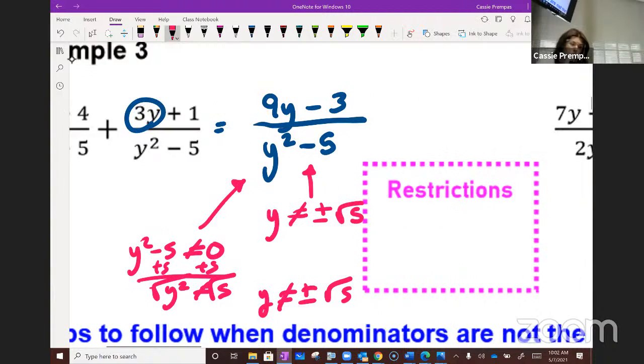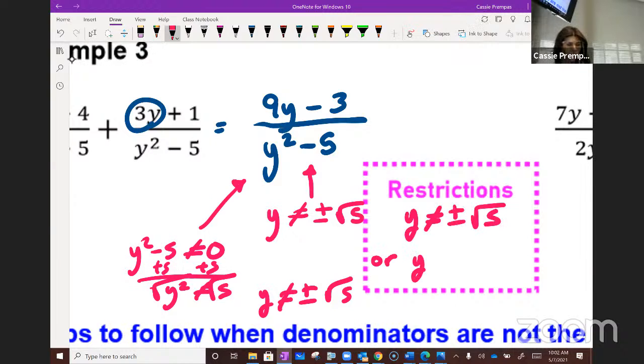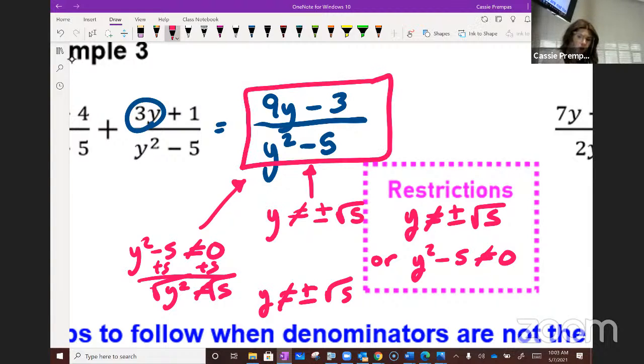Now your restrictions, you could write in the way that Min thought about it, y can't equal plus or minus root 5, or you could just say y squared minus 5 can't equal 0. Either of those are good. You're telling the reader that the denominator, those two pieces are terms, so they're connected, and they can't equal 0. So this would be my answer, 9y minus 3 over y squared minus 5, and these would be my restrictions.